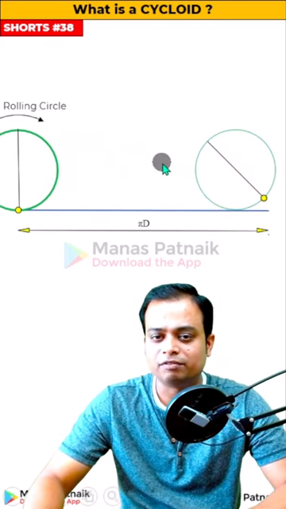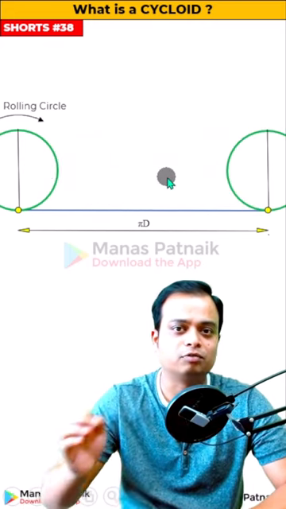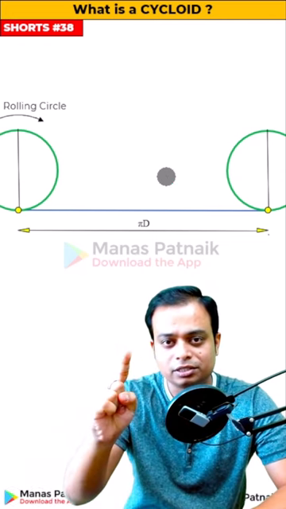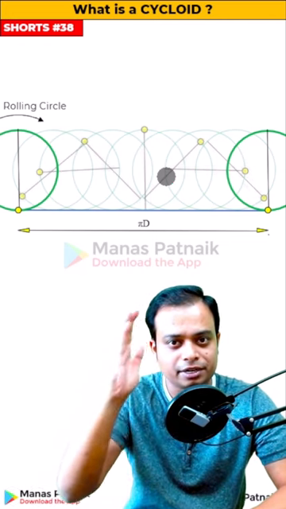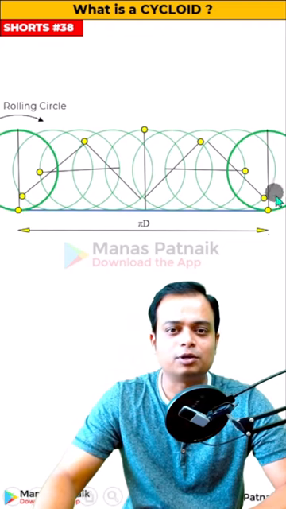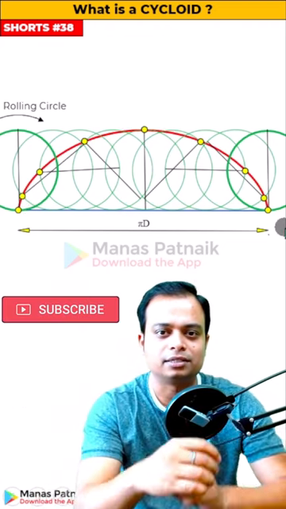If you go along, there are different locations of the points at different positions of the rolling circle. All the locations and positions in one single picture. Here it is. And when you join all these points in proper sequence, what you have is a curve known as cycloid.